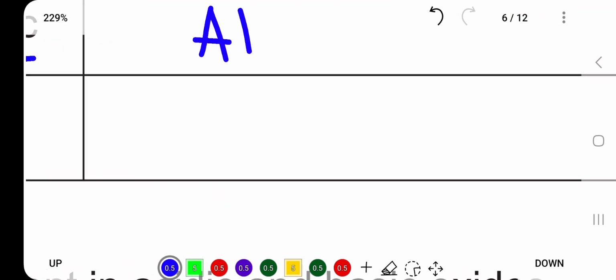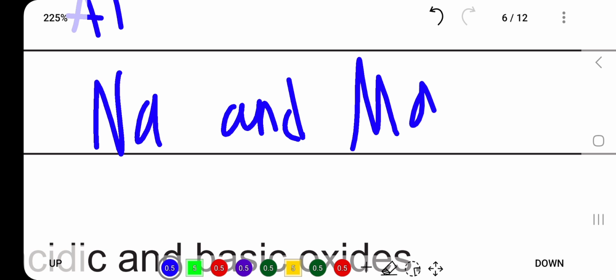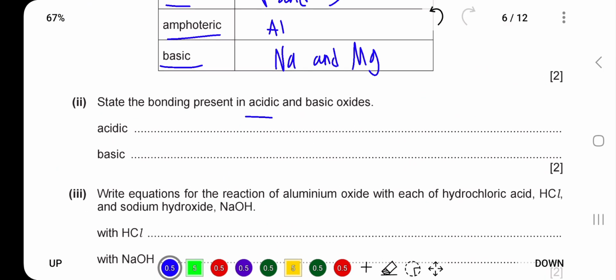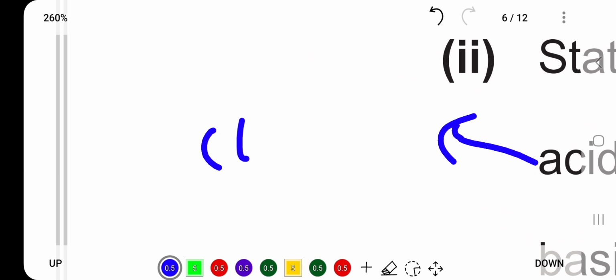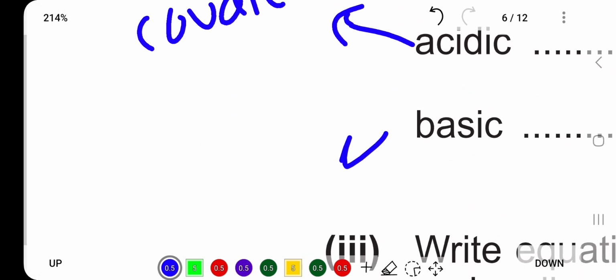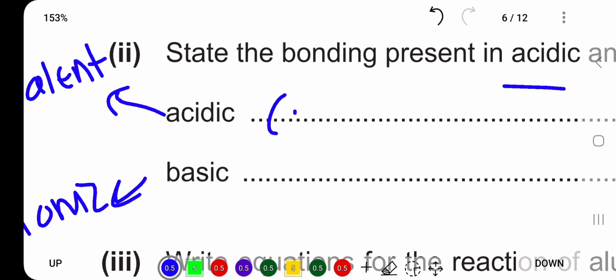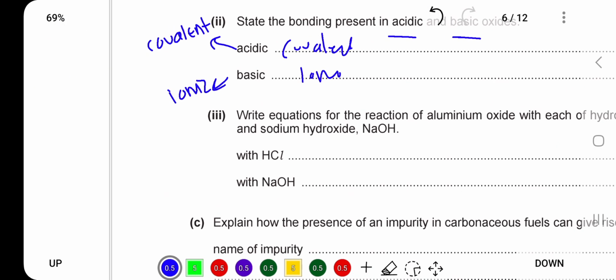And basic are the metallic part, Na and Mg. Okay, supposed to be easy, hopefully. State the bonding present in acidic and basic oxides. Acidic, I want you to just always remember them. They could be covalent compounds or bondings, basic or ionic. Alright, write them down. Covalent and ionic.